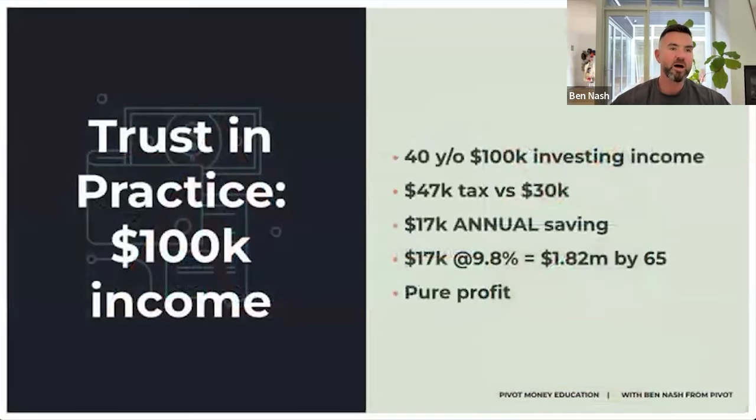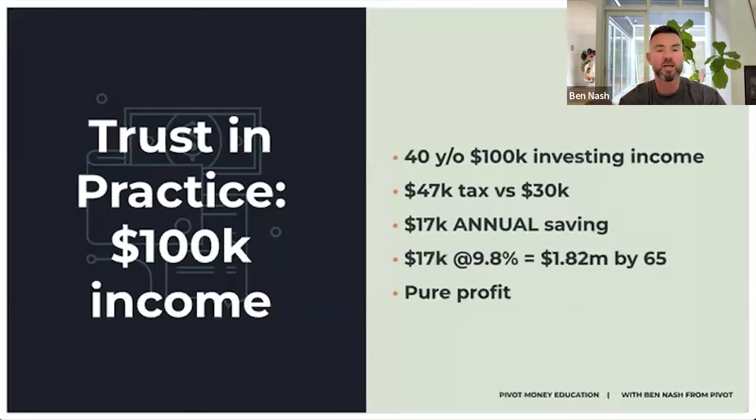So, a trust in practice, I've got a couple of different examples. $100,000 of income that's getting generated through a trust. In this case, I just use a 40-year-old today with 100 grand of investment income. The tax on that in their personal name at the top marginal tax rate is $47,000 a year. If they have it through this trust and company type setup, the tax rate's 30% maximum, and so it's a maximum of $30,000 a year. That means that you get a $17,000 annual tax saving. That's every single year, and that's essentially pure profit.